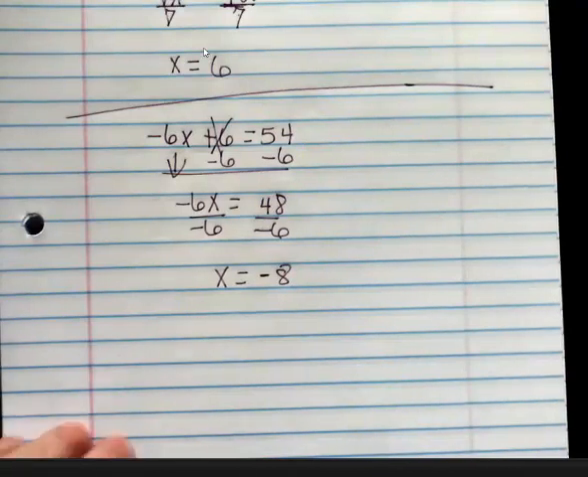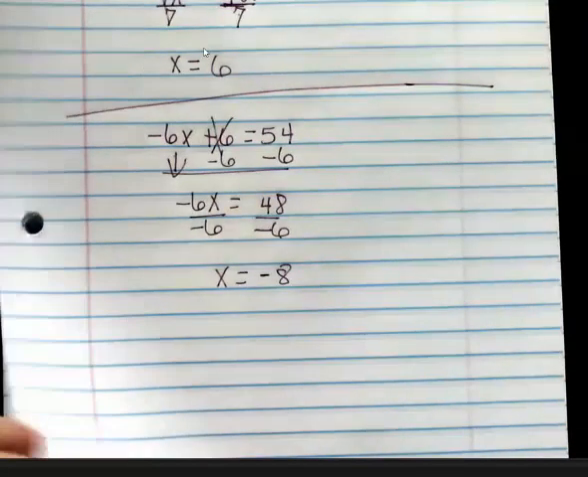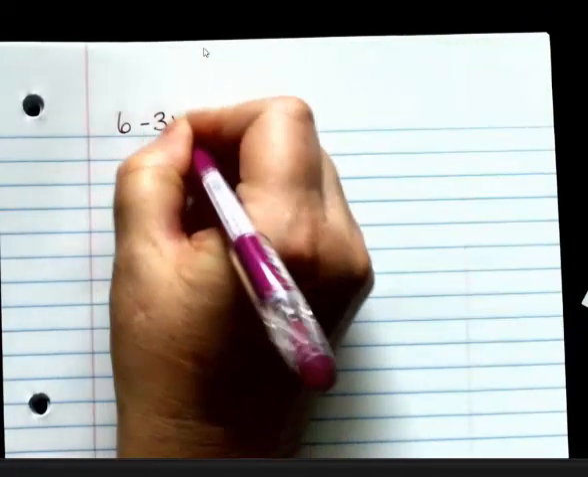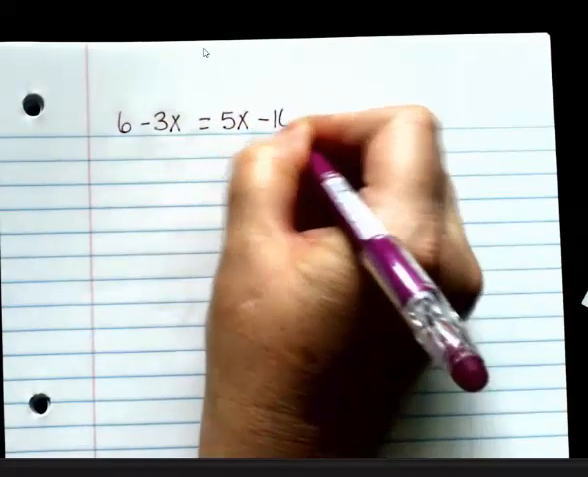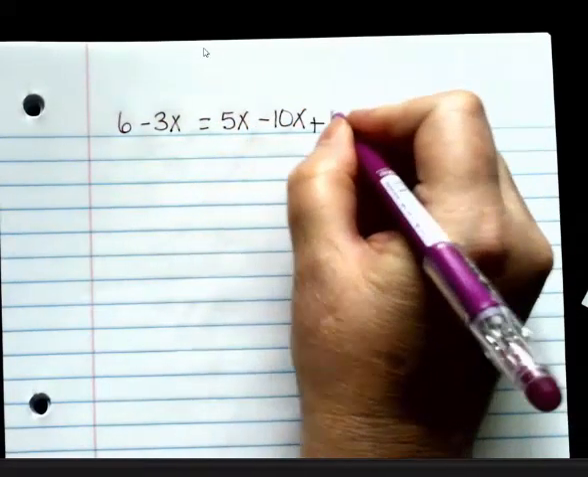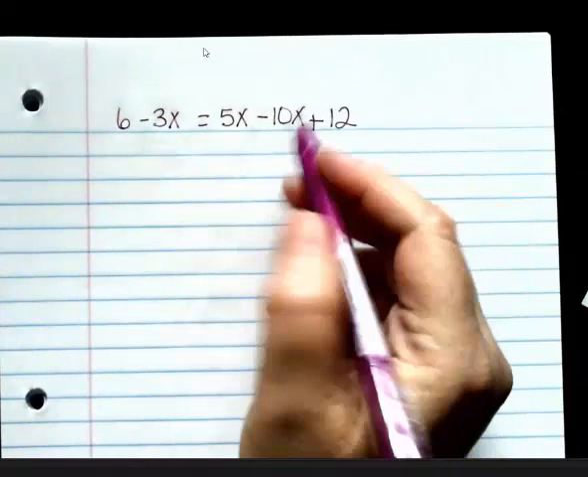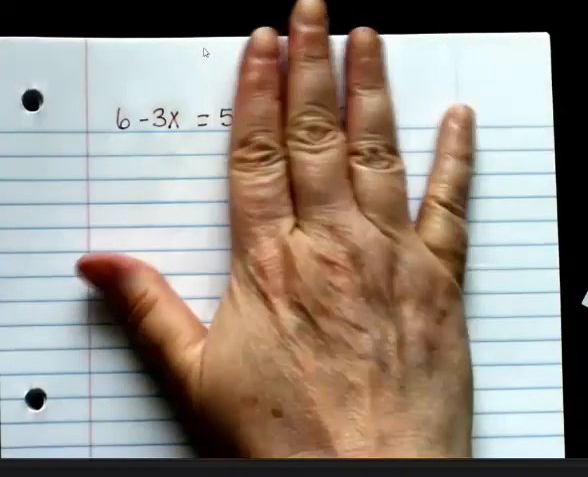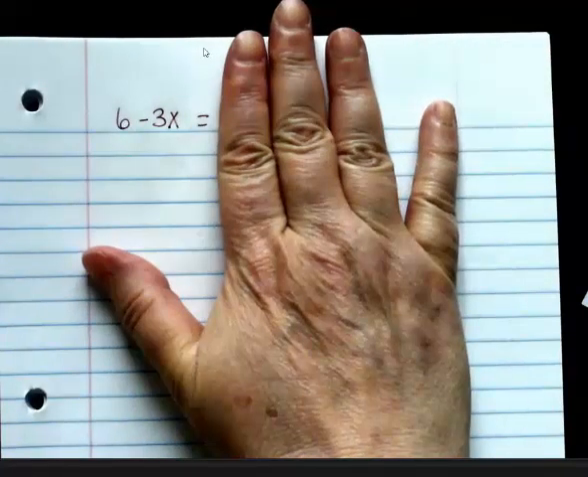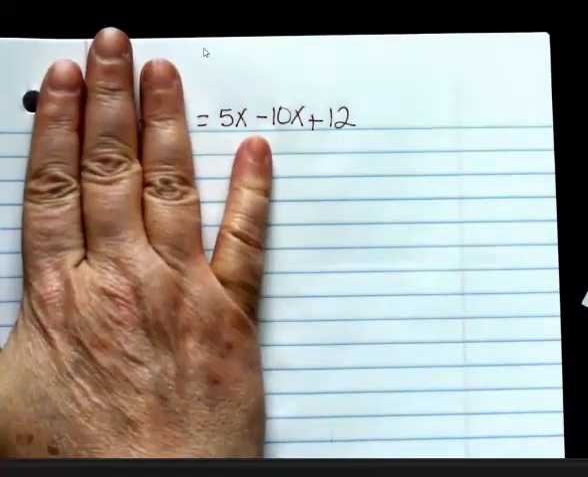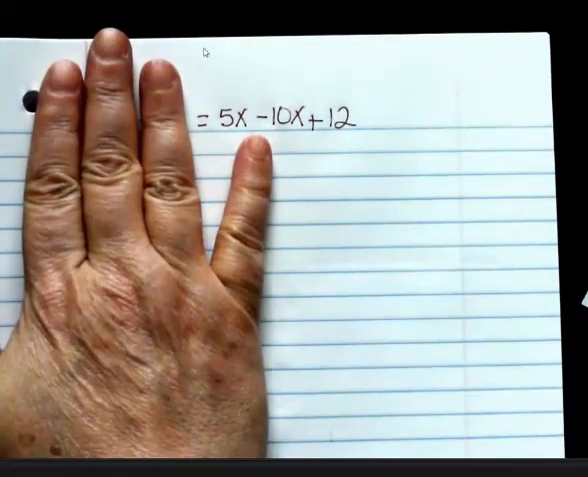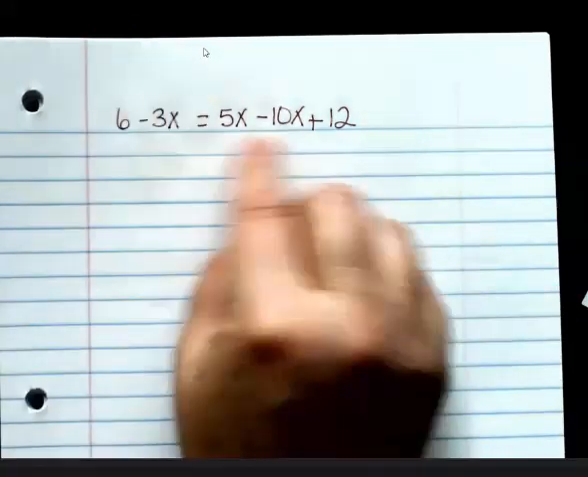So now let's put a little bit more steps in here. 6 minus 3x equals 5x minus 10x plus 12. Now remember, we look at each side first. This side of the equal sign, can I combine a 6 and a 3x? No. This side of the equal sign, can I combine anything over here? I can. I can combine my x's.